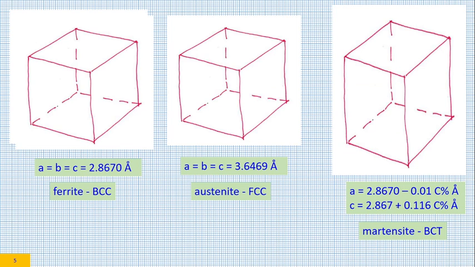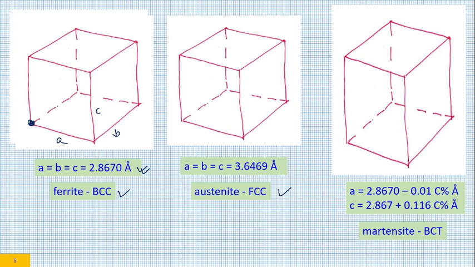Now let us come to metallurgical transformation. So these are unit cells. This is a ferrite, this is an austenite. I'll come to this later on. In case of ferrite, a, b, c, that is this a, b and c, are all equal, and they are equal to 2.8670 angstrom. What do you mean by BCC? This is body centered cubic.